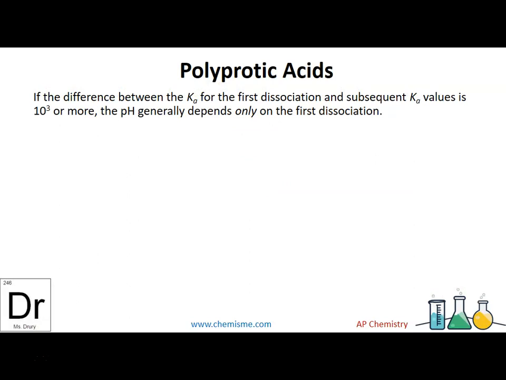Now let's talk about the polyprotic acids. Polyprotic acids means there's more than one hydrogen, like H2SO4 or H3PO4. If the difference between the Ka of the first acid and the second subsequent Ka values is 10 to the third or more, the pH usually depends on only the first time it loses its hydrogen, which is why we've been treating them that way. We've been saying, hey, ignore all the other H's, just look at the first H, how much of the first H comes off.